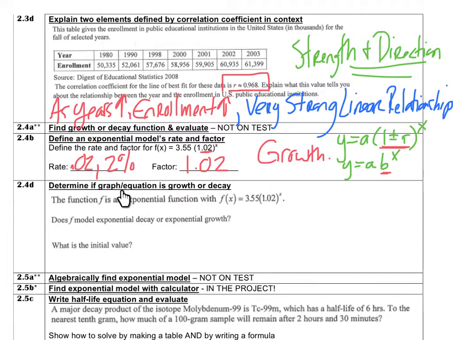2.4d, determine if a graph's equation is growth or decay. Again, we already touched on this one right here. When it's written in this format, it's written where it's the initial starting amount and then the growth or decay factor. We can tell here that's the factor. If that's greater than 1, it's growth. What's the initial starting amount? It was the 3.55.